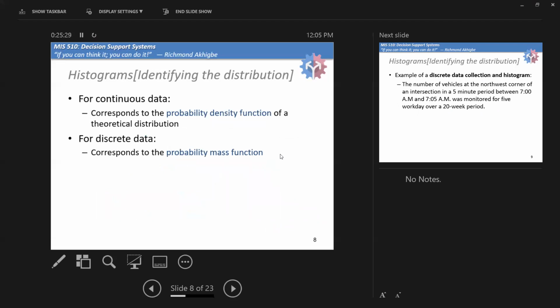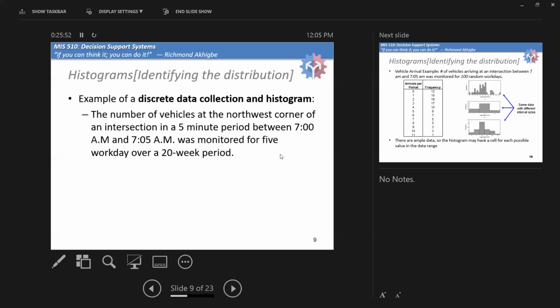Functions means they do it some other way, not through Arena. So if it is a continuous one, they have a set of continuous distributions. If it is a discrete one, like Poisson, they have a set of discrete distributions, and they use different names for it: probability density and probability mass functions. But again, we are not going into too much detail. Sorry, the other way around. Mass function for discrete and density function for continuous data.